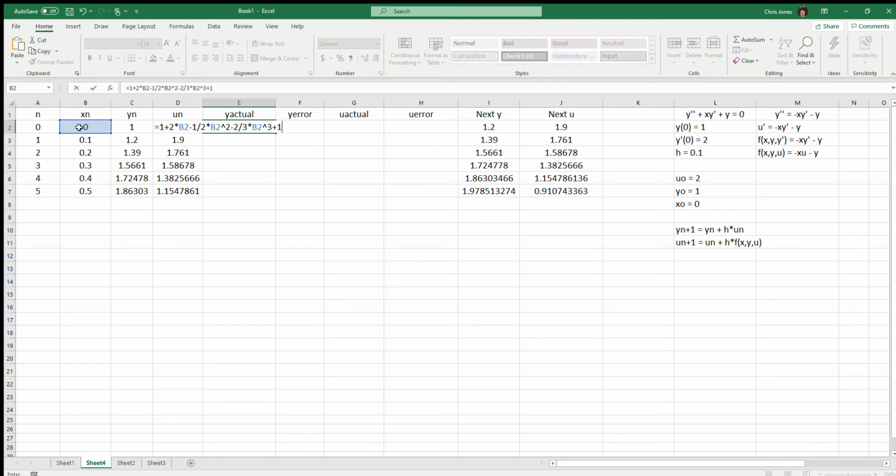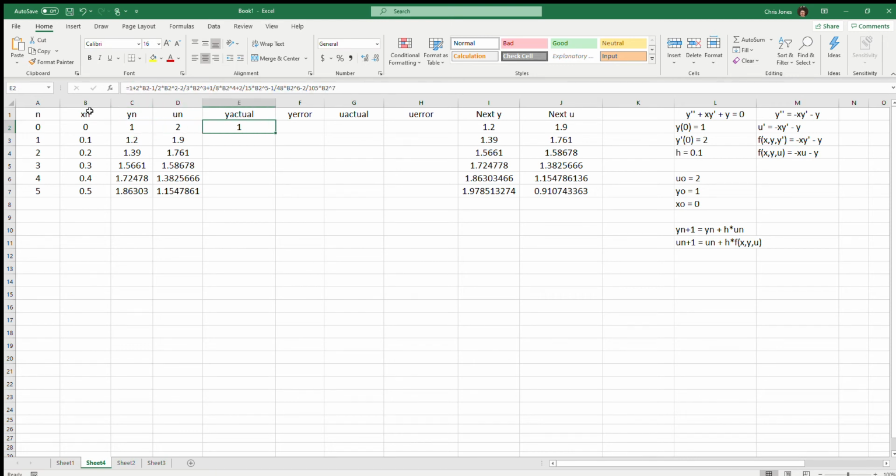Plus 1/8 times this cell to the 4th power, plus 2/15. That would be bad if I put a minus in there. Plus 2/15 times this cell to the 5th power, minus 1/48 of this cell to the 6th power, and then finally minus 2/105 times this cell, which is B2. It looks like I might have run out of room. B2 to the 7th power. All right, and the y actual is 1, which makes sense because that's the initial condition.